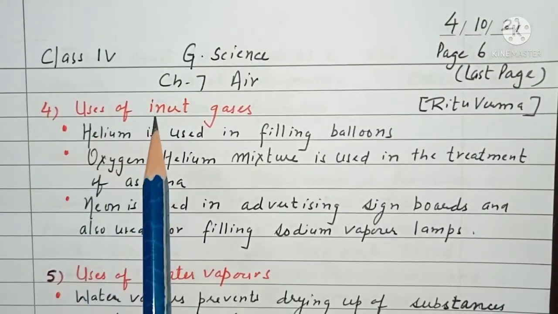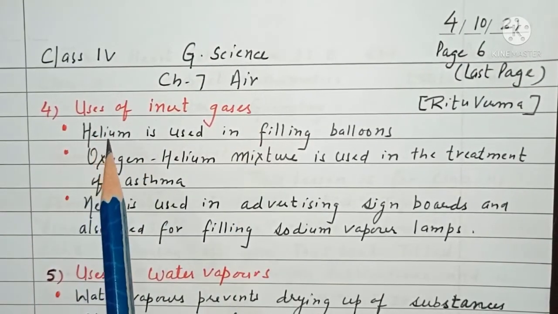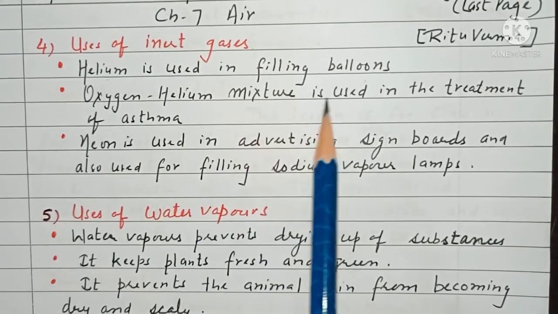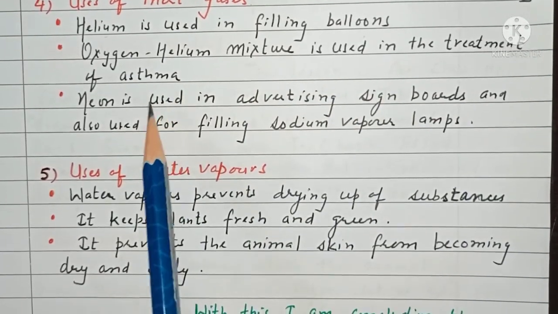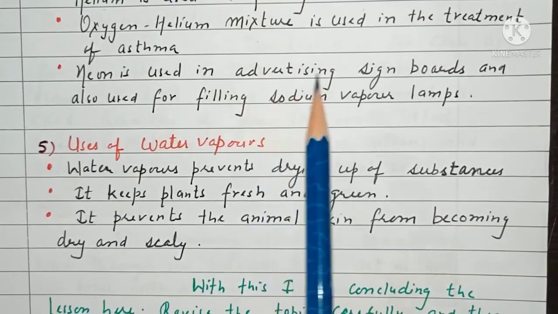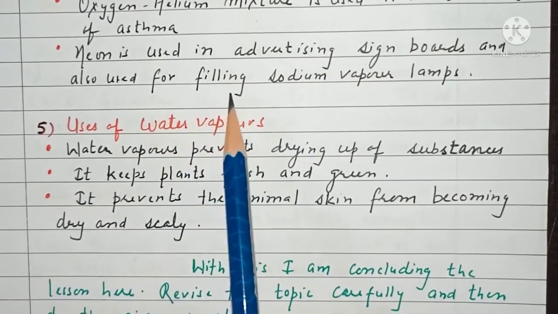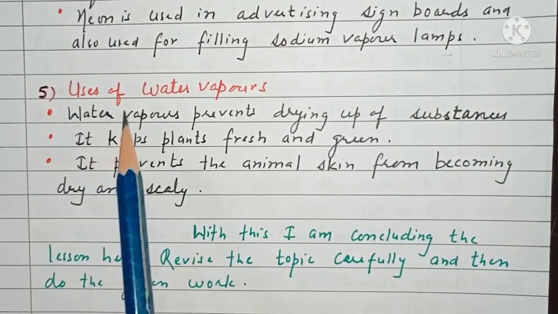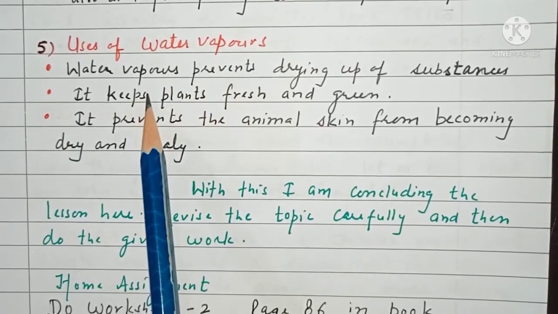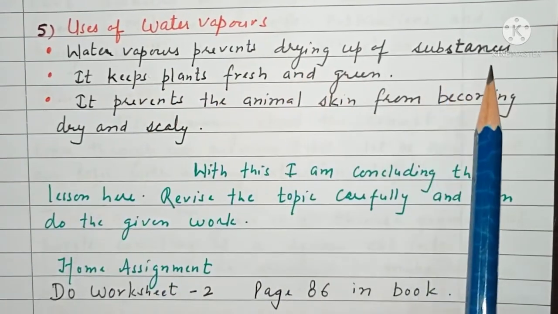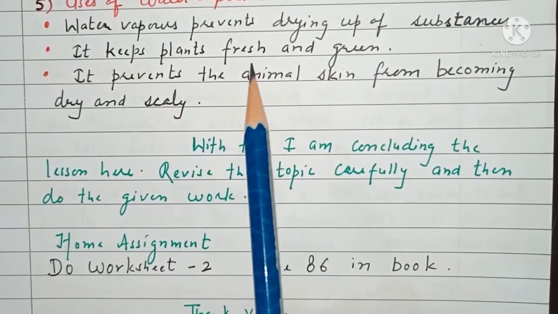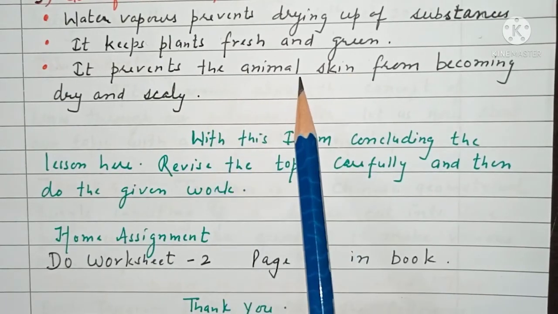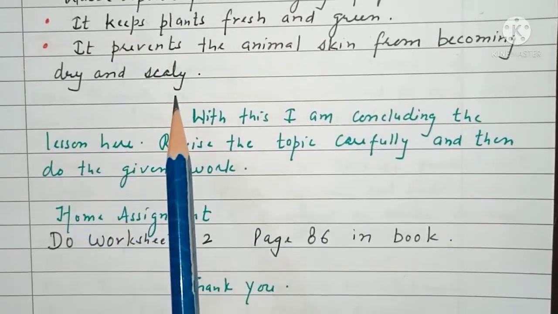Moving on to the uses of inert gases now. First of all, helium. Helium is used in filling balloons. Then an oxygen-helium mixture is used in the treatment of asthma. And then neon, which is used in advertising signboards and also used for filling sodium vapor lamps. And then we'll be discussing the uses of water vapors. Water vapors prevent drying up of substances. They keep the plants fresh and green. And water vapors prevent the animal skin from becoming dry and scaly.